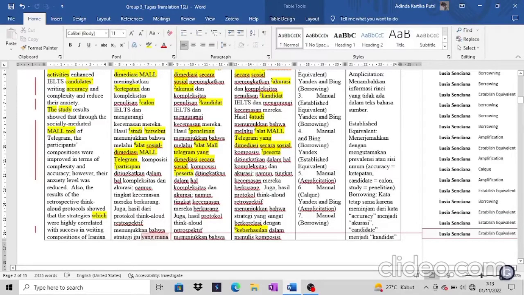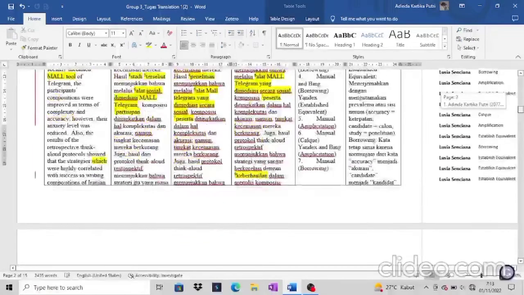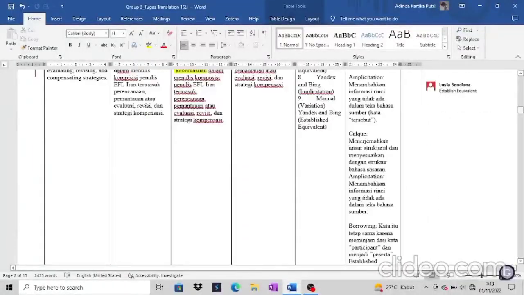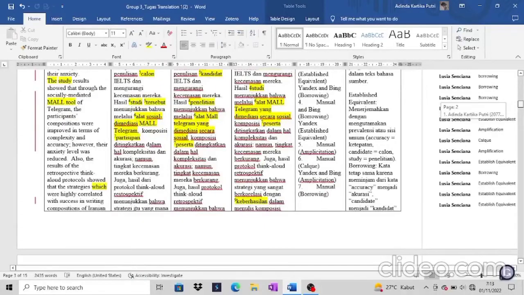Okay, the sixth, the manual is using calque. Translating structural elements and adapting to the structure of the target language. Number 6 is using calque.